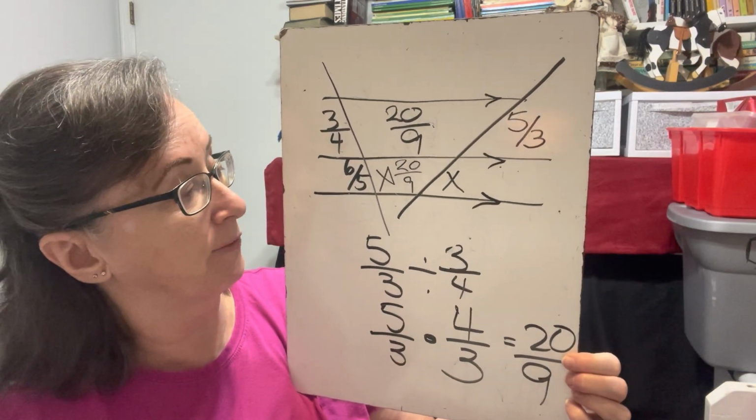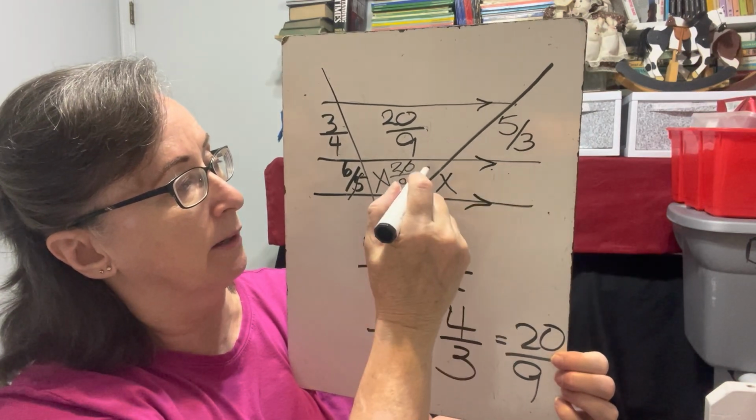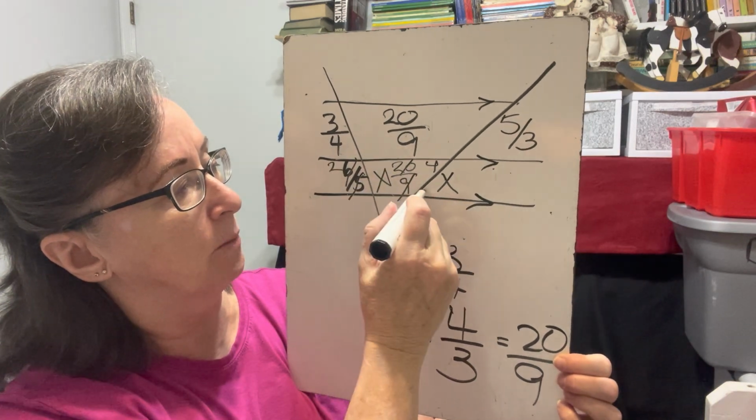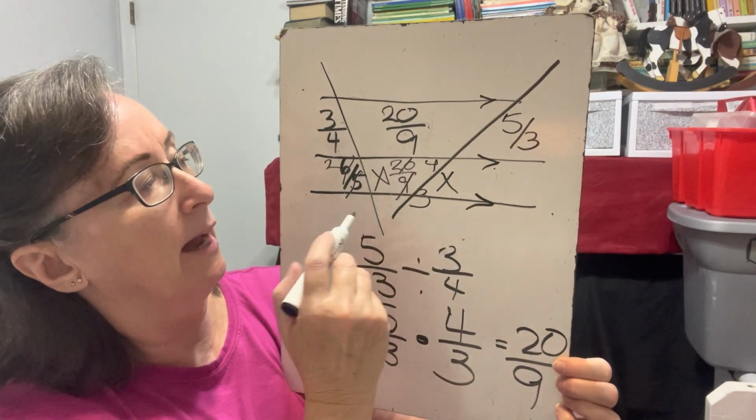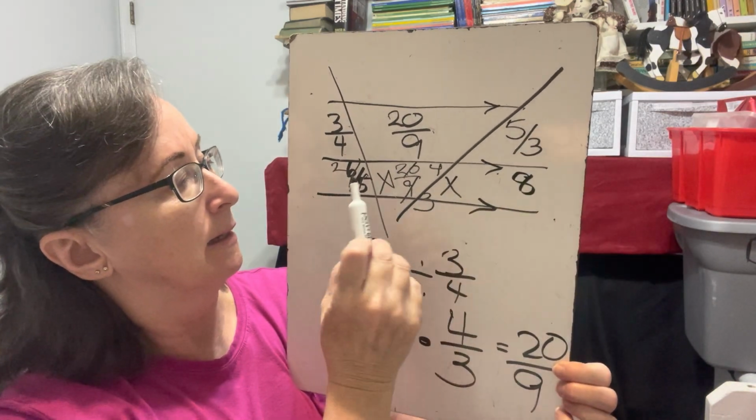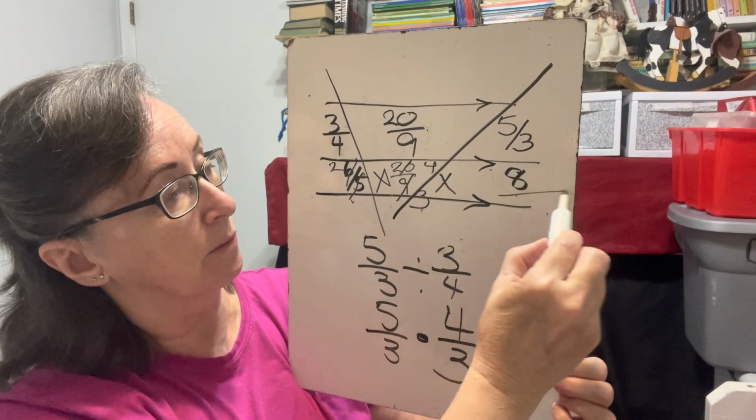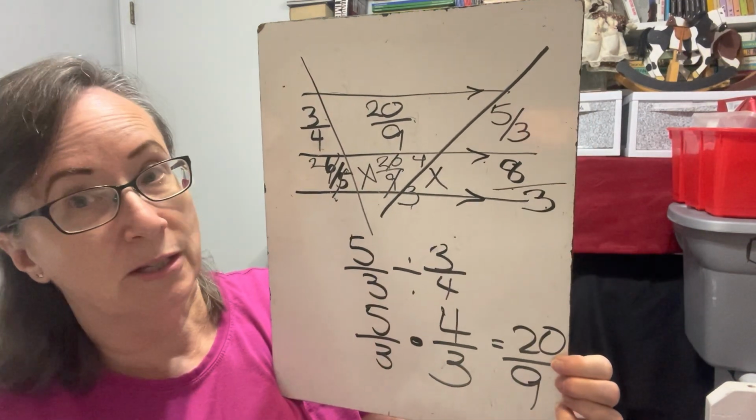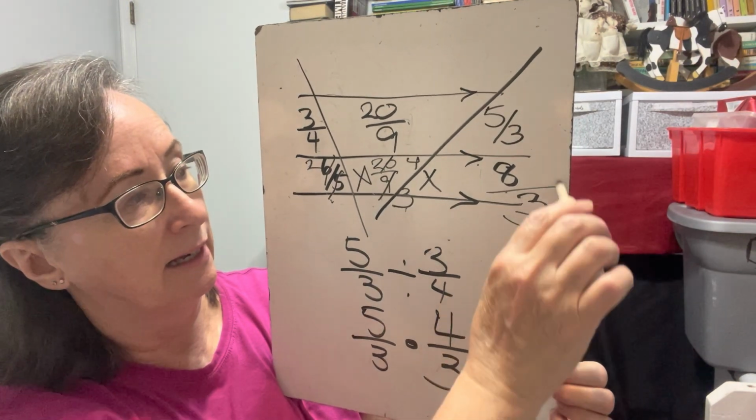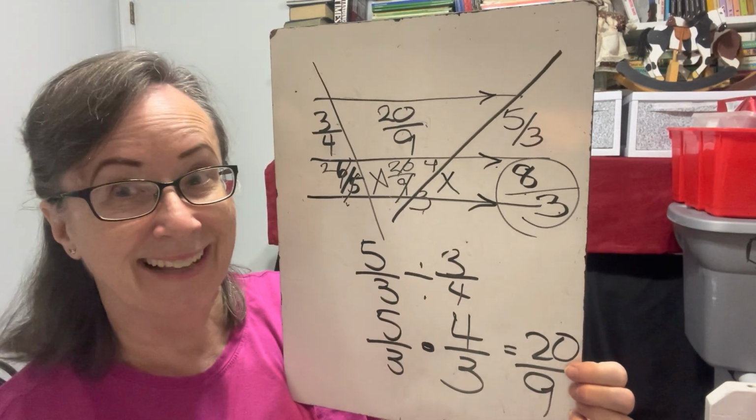Now I'm going to use a little bit of cancellation. 5 and 20 gives me 4 right there. 6 and 9 gives me a 2 and a 3. So now I've got 2 times 4 is 8. 1 times 3 is 3. So 8/3 is the new x. That's all there is to it.